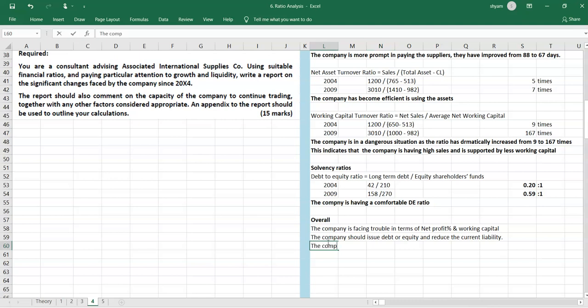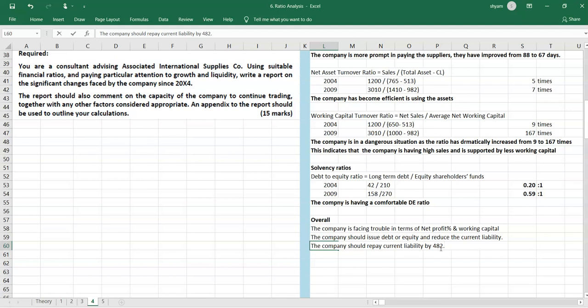The company should repay current liability by 482. So this much of an amount they have to raise from either a long-term loan or from equity. They have to raise it. So can they raise it like that?